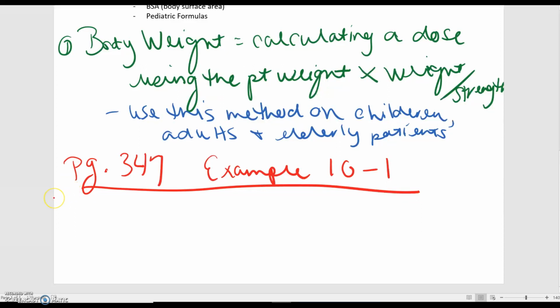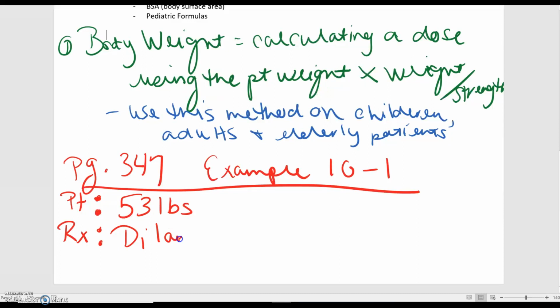Well, first things first, with these problems, you always pull out the information that you need. So first, you need to identify the patient's information. Well, the patient's information is 53 pounds. The next thing you need to identify is the order. So, of course, I'm going to put RX because that's what the order is. And the order is what?